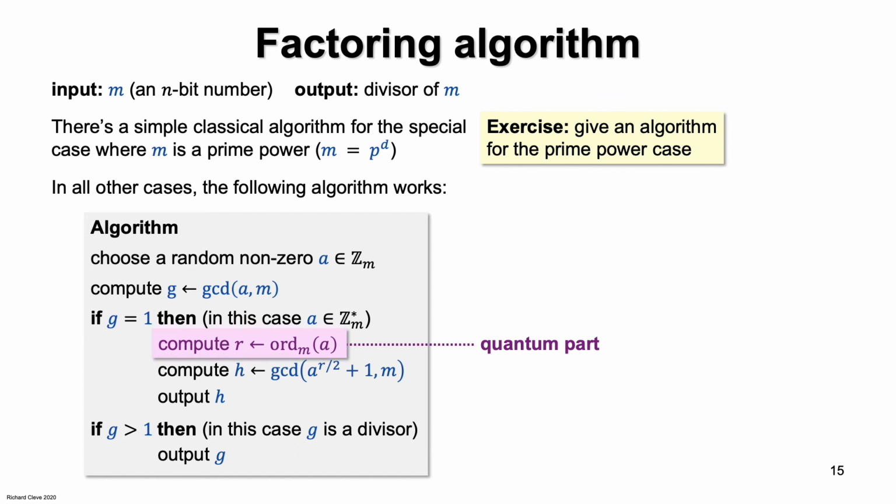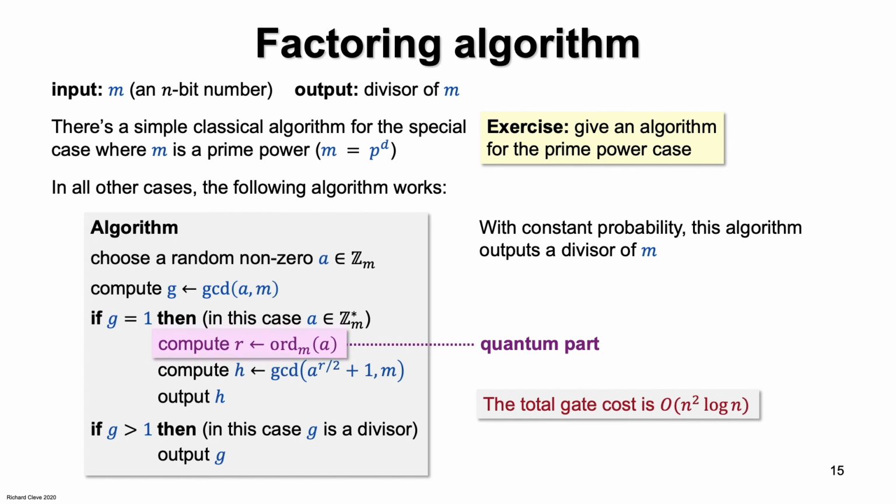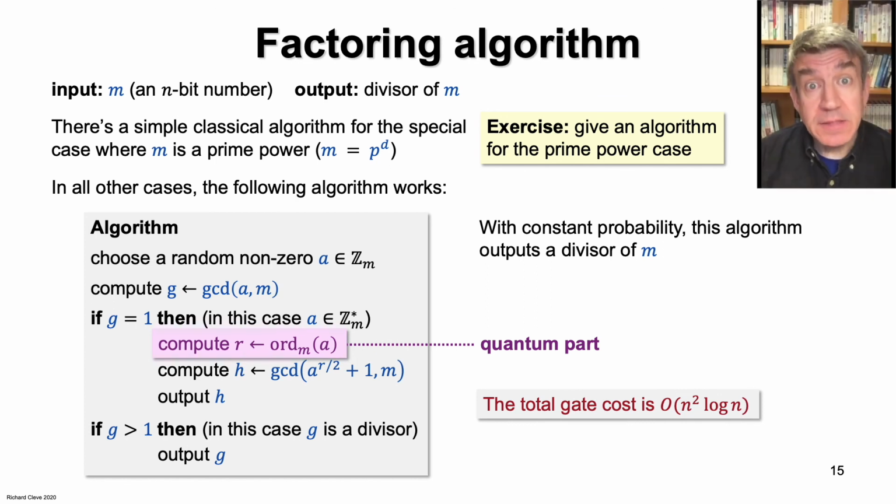What happens if the GCD of a and m is greater than 1, so a is not in Z star m? Well, we could select another a, but we don't need to do that, because if the GCD g is greater than 1, then g is a non-trivial factor of m, so we can just output g in that case. In summary, the probability of this factoring algorithm succeeding is a constant, and it can be implemented with order n squared log n gates. Okay, let's end this lecture now.